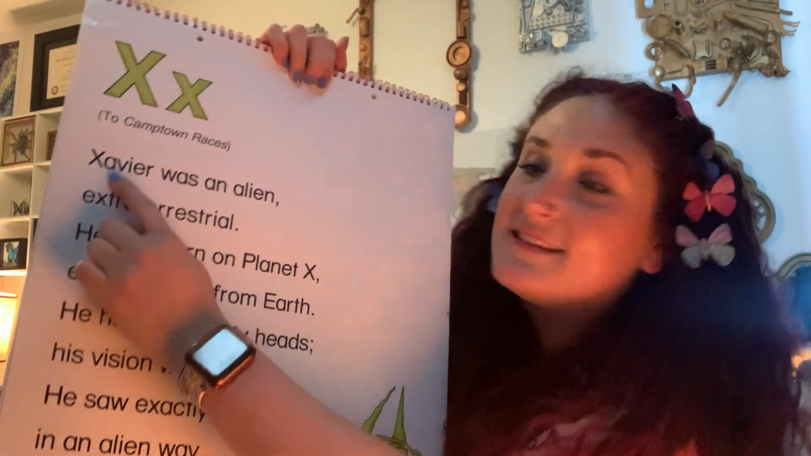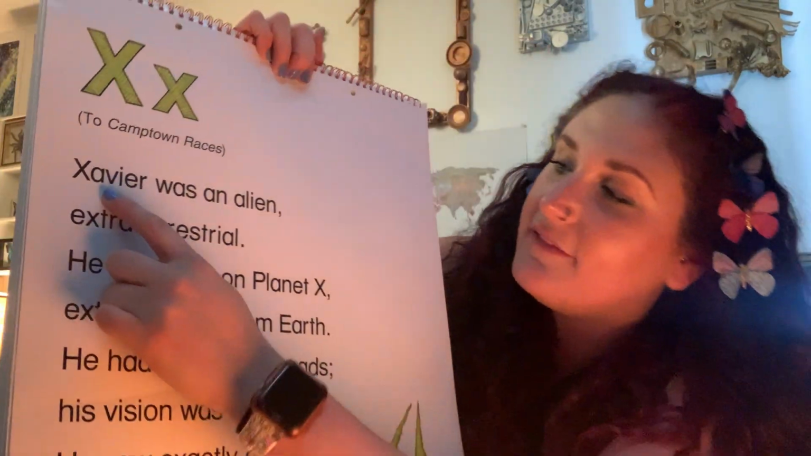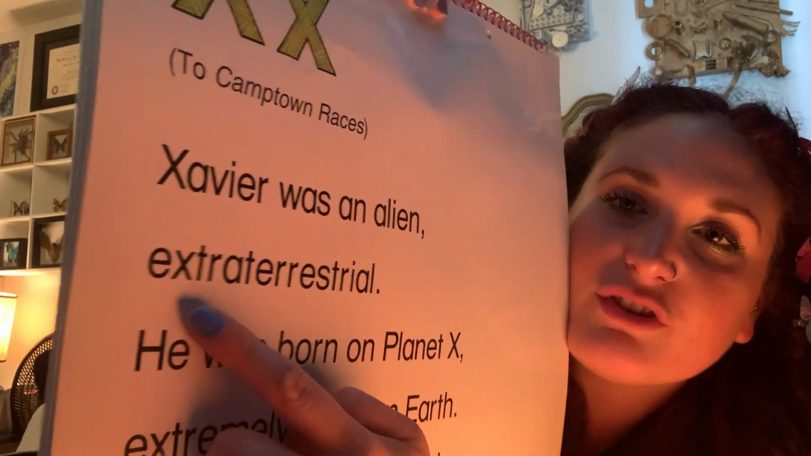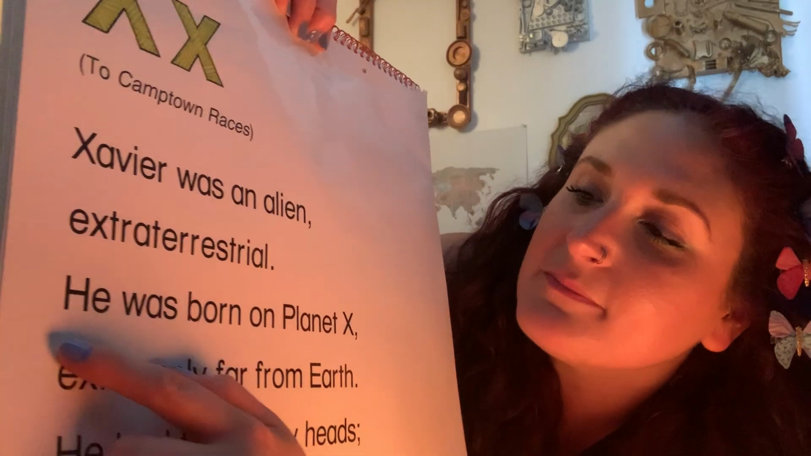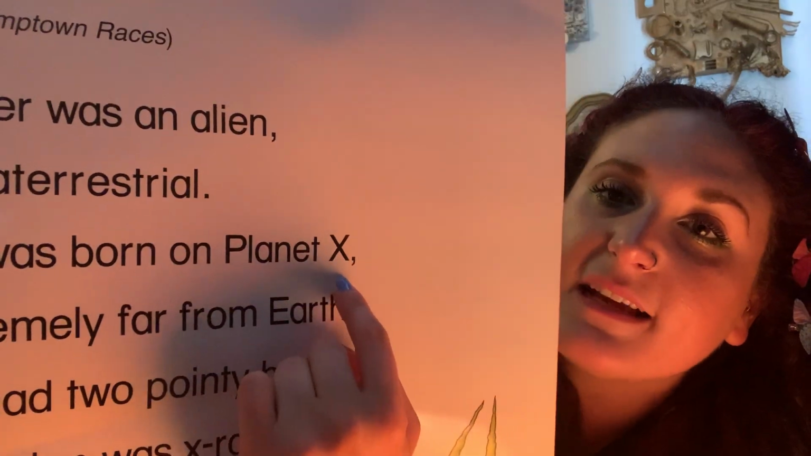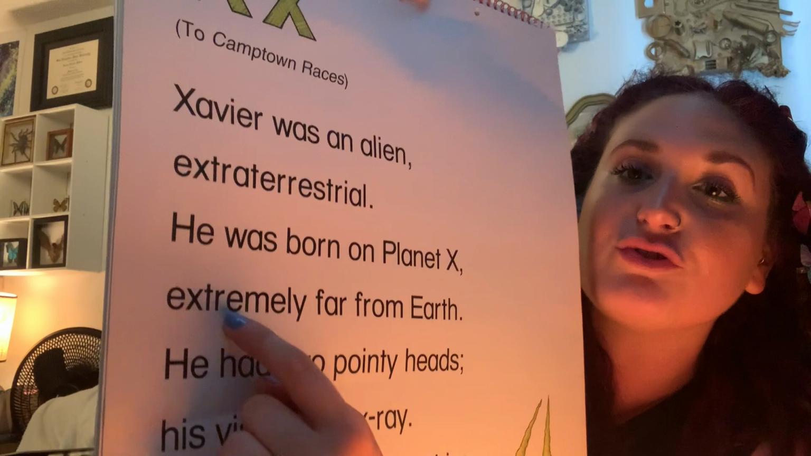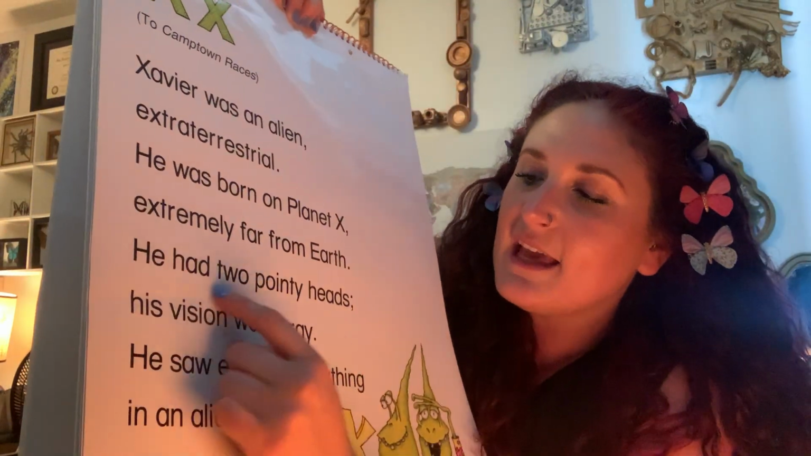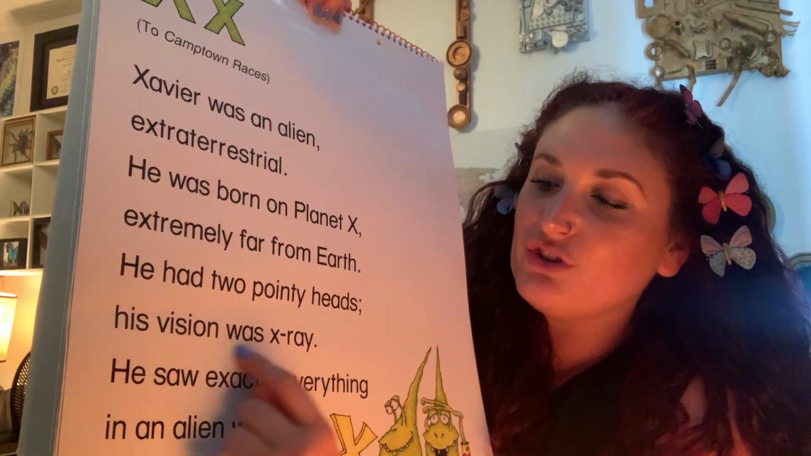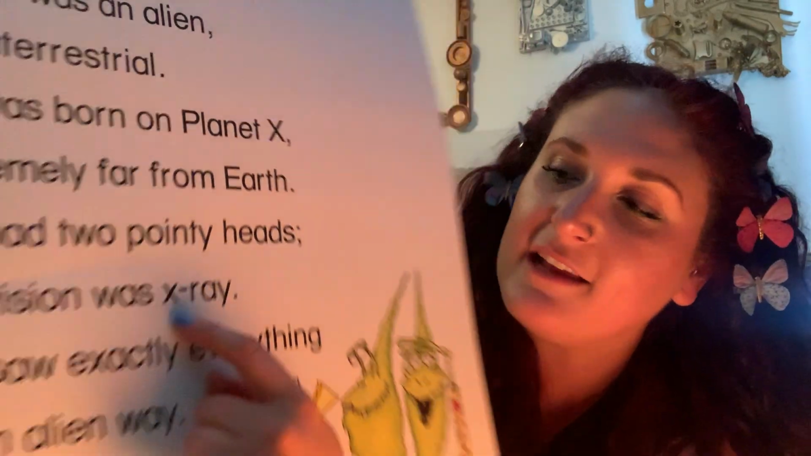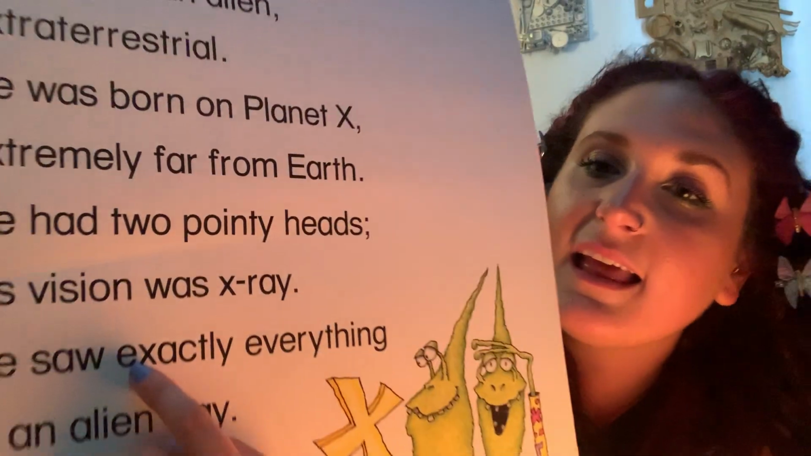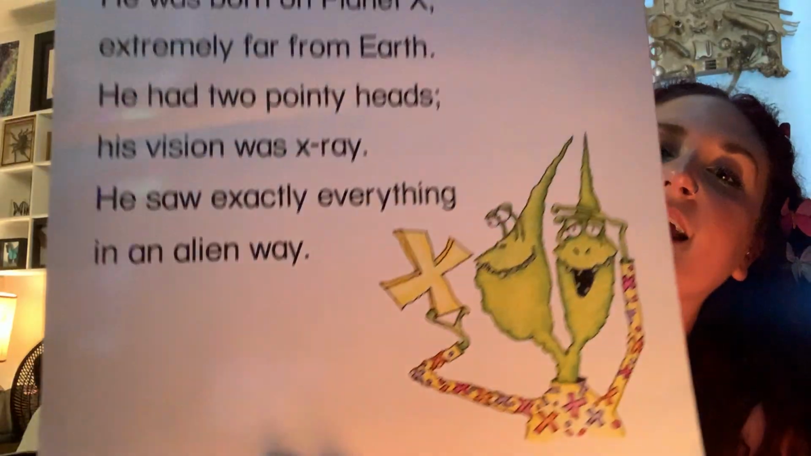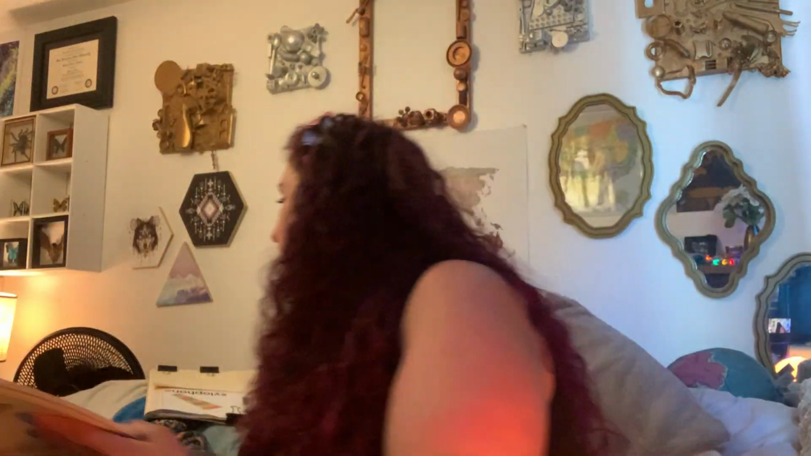Xavier is a name that starts with the letter X. Xavier was an alien. Extraterrestrial. Extraterrestrial has an X in it. That means alien. He was born on planet X. Planet X, the name of the planet. Extremely far from Earth. The word extremely has an X in it. He had two pointy heads. His vision was X-ray. He saw exactly, another X, everything in an alien way. Xavier the alien.